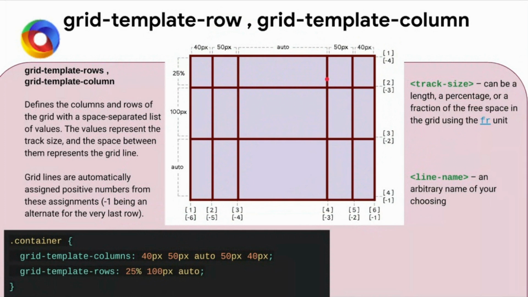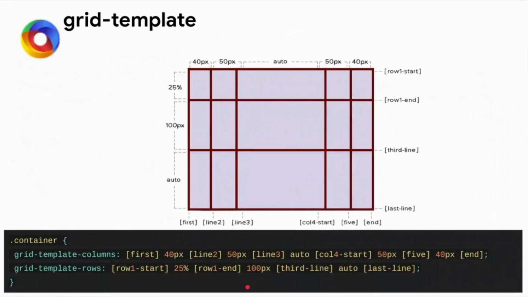But you can modify this, which we can see now. What we have to do is put square brackets. What this square bracket would do is let me put my own name instead of the number that was there by default. So by default this was 1 or -4, I guess. I have put that as row 1 start.